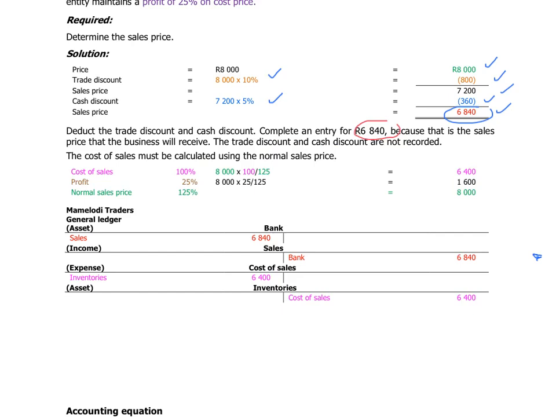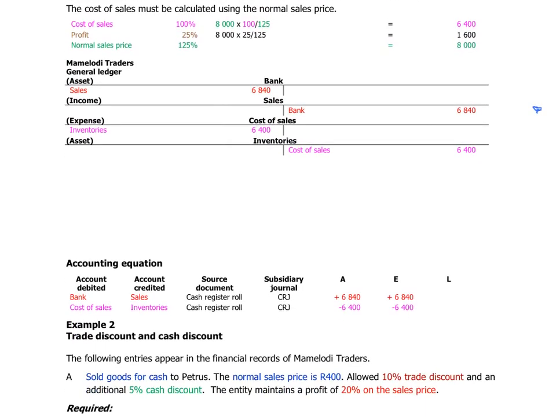We will now look at the effect of this transaction on the accounting equation. So if we look at the accounting equation, the account that was debited was the bank account. So I will show that bank is debited. The account that was credited was sales. So I indicate that the account credited is sales. Bank is an asset. So my assets increase. And sales is an income that will increase my profits, so the equity will increase with 6,840.